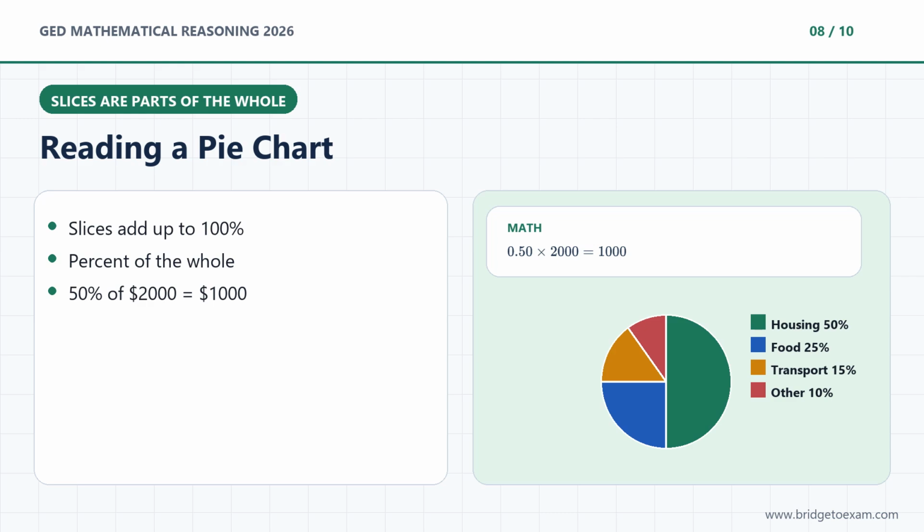A pie chart shows how a whole is divided into parts, always adding up to 100%. This chart shows a monthly budget. If housing is 50% of a $2,000 budget, then housing costs 50% of $2,000, which is $1,000.